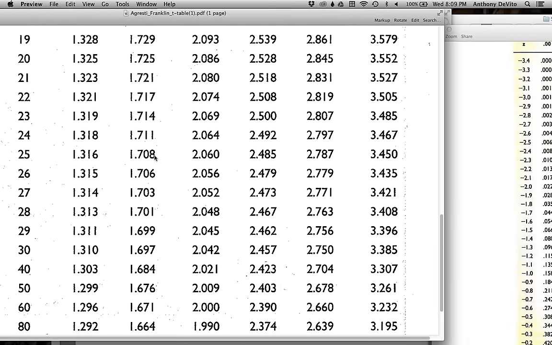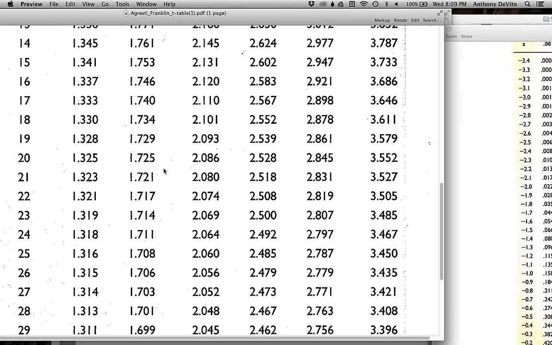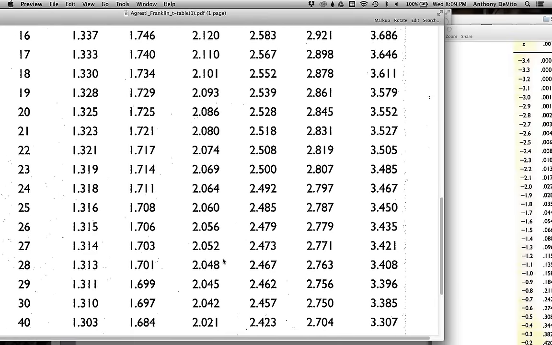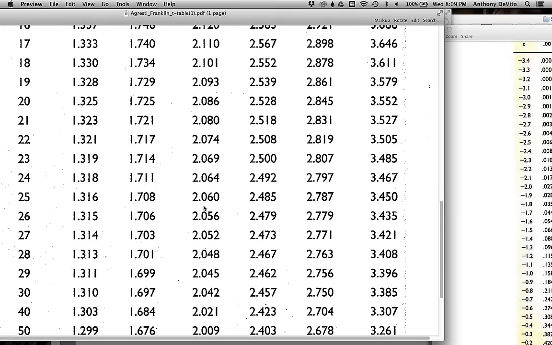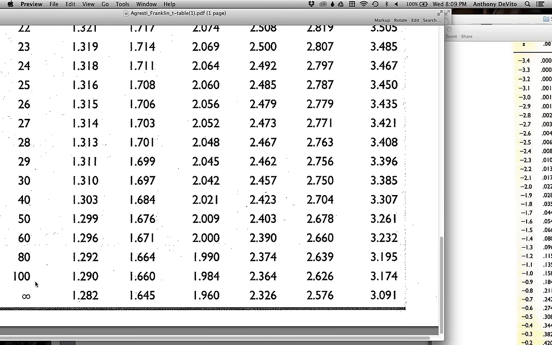So we go to 25, and the 95% confidence, the score that we need to calculate the 95% confidence interval, is 2.056. I think that's the right column, yeah. I'm sorry, 2.06. It's a little bit more than 1.96, right? Now, what's going to happen if the sample size gets very large? It gets closer and closer to 1.96. In fact, if the sample size is infinite, it is 1.96, right? So that's really where that 1.96 comes from.